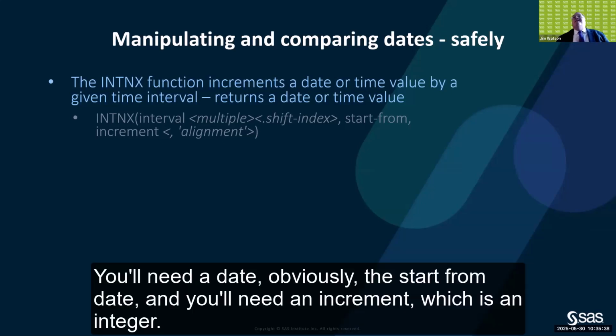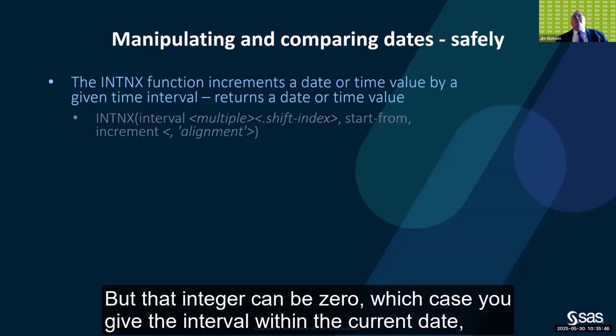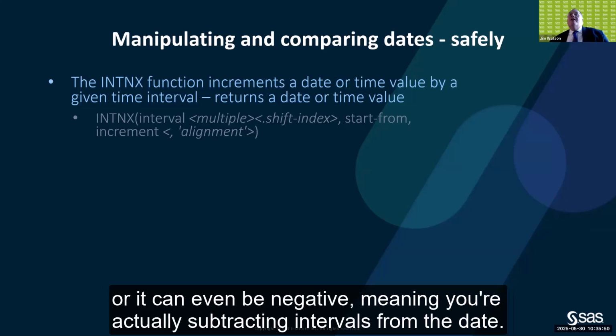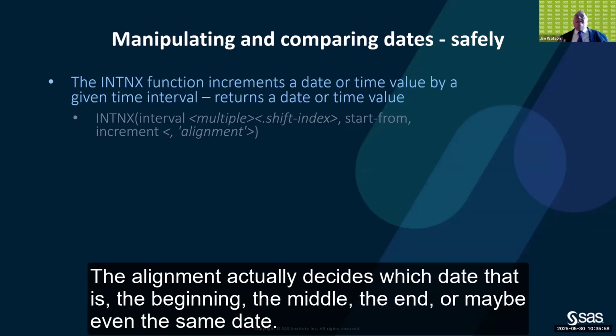You'll need a date, obviously, the start from date, and you'll need an increment, which is an integer. I'm afraid it's integers only. But that integer can be 0, in which case you give the interval within the current date, or it can even be negative, meaning you're actually subtracting intervals from the date. The alignment, well, you can only get one date from this. The alignment actually decides which date that is, the beginning, the middle, the end, or maybe even the same date.